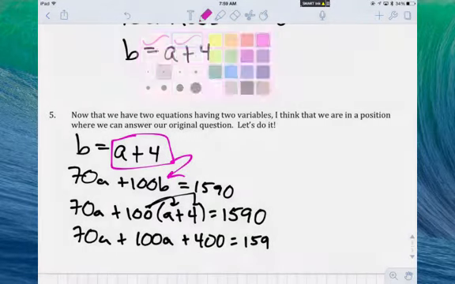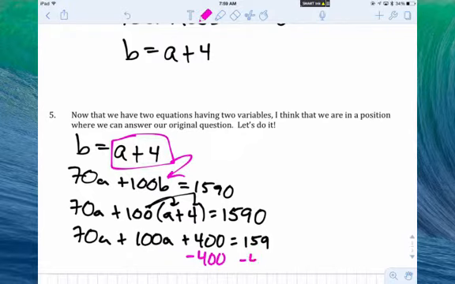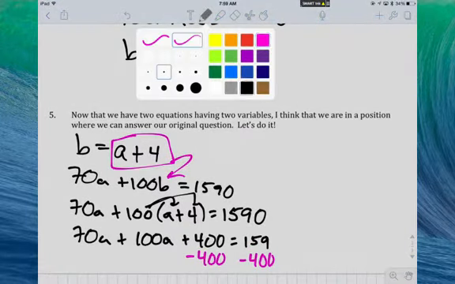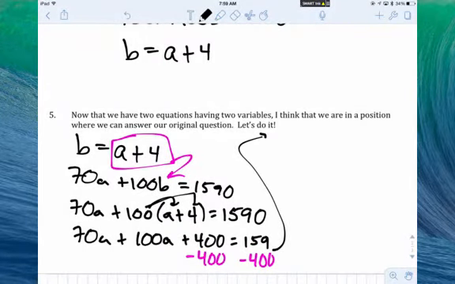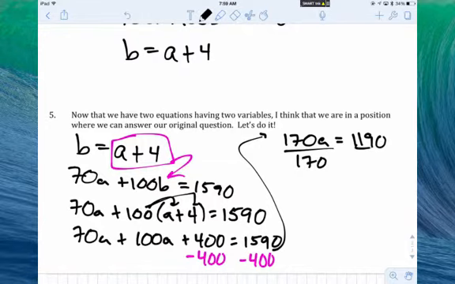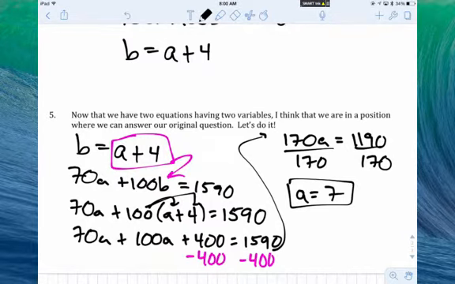Subtracting 400 from both sides of the equation yields the new equation: 170 times the price of a small pizza should be equal to 1,190. If we divide both sides by 170, we find that A, the price of a small pizza, should be exactly $7. And if the price of a small pizza is $7 and a large pizza is $4 more, the price of a large pizza should be $11.